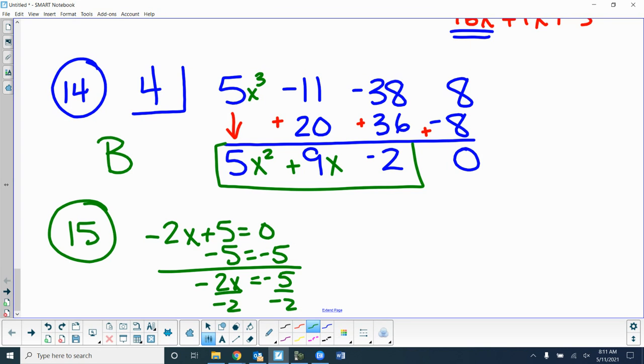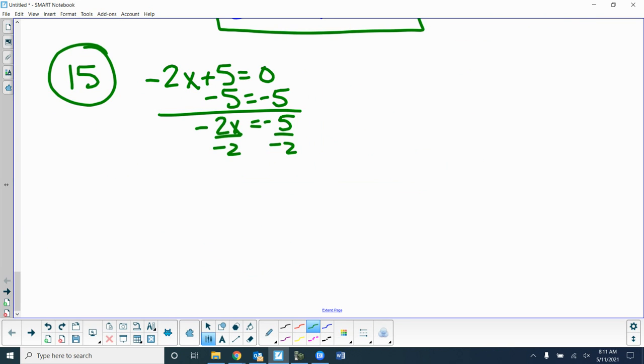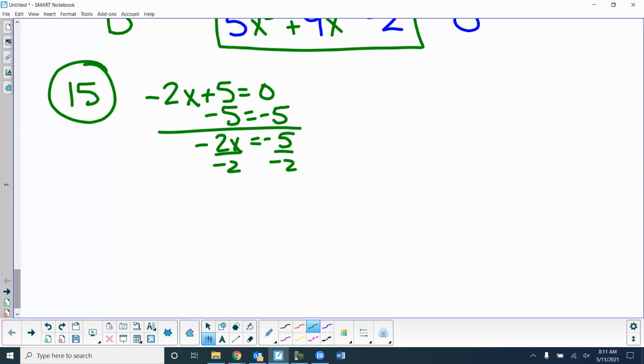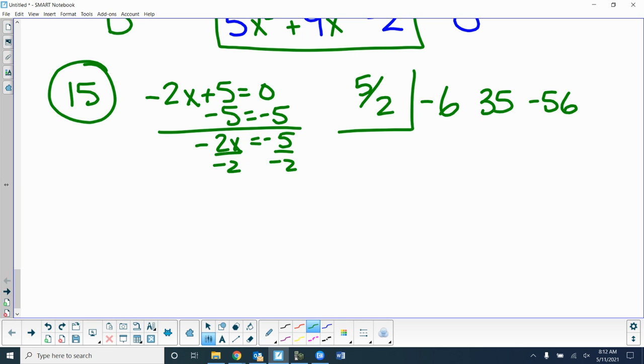So what's negative 5 divided by negative 2? 2.5. You can put that if you want. I'll just put 5 halves. I'll leave the fraction, but it's positive because it's 2 negatives. And then we put in the negative 6 for the x cubed, 35 for the x squared, negative 56 for the x, and the 15. And the question is, is negative 2x plus 5 a factor or not?